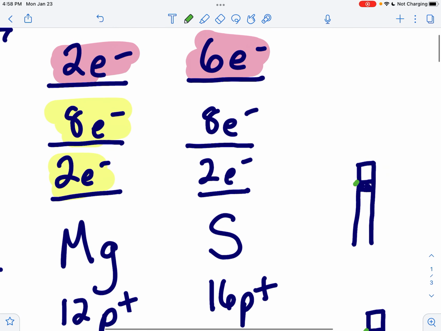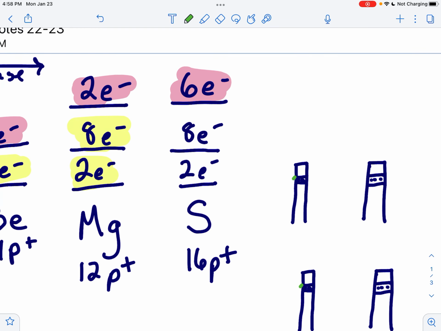When we talk about across a period, we're talking about proton-electron pairs. In this case, magnesium and sulfur: sulfur has a higher number of proton-electron pairs. And the more proton-electron pairs we have, the more attraction we have.